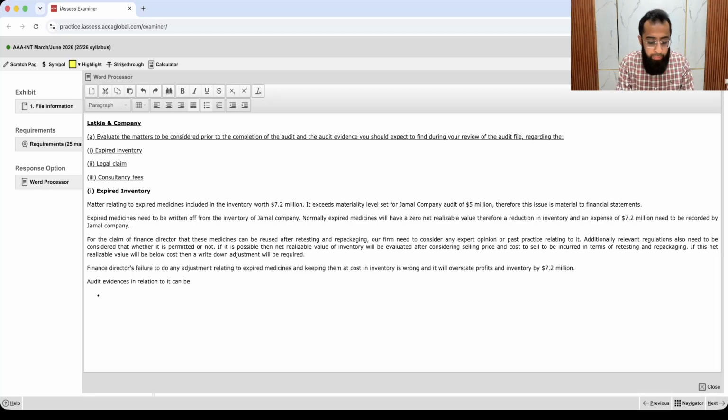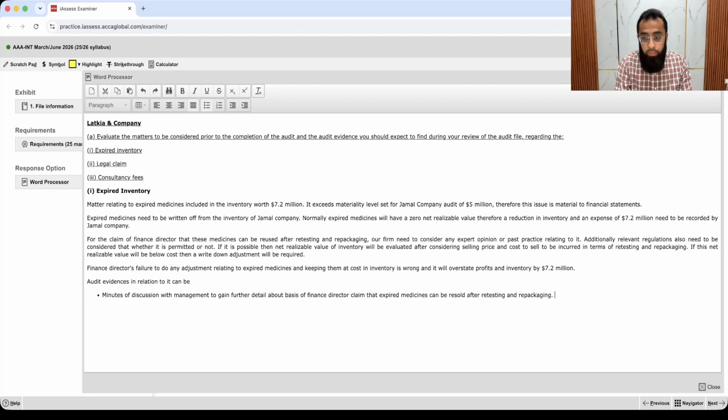Okay. Minutes of discussion with management to gain further detail about basis of finance director claim that expired medicines can be resold after retesting and repackaging. These bases of management claim can include extracts of relevant regulation, past similar transactions, and expert opinion.